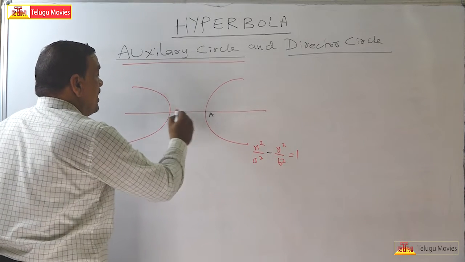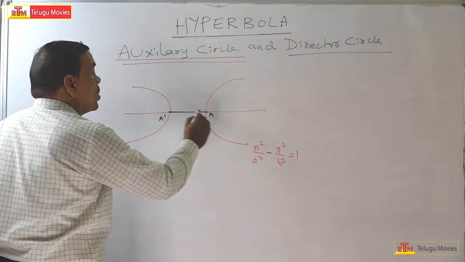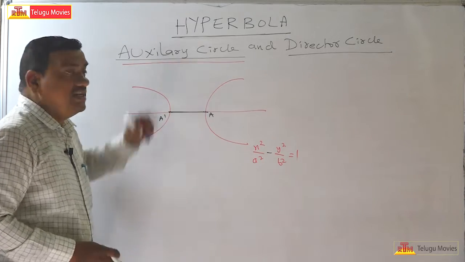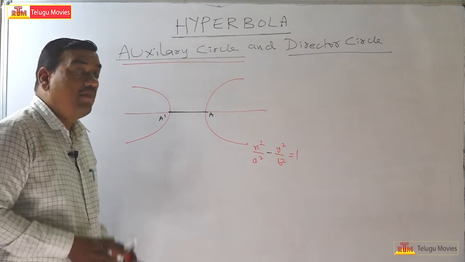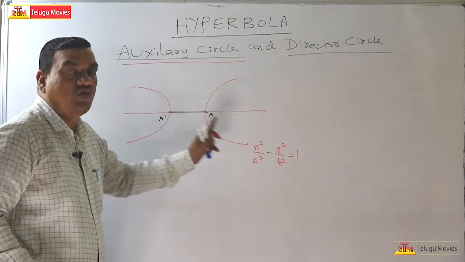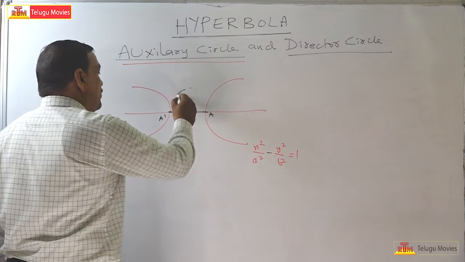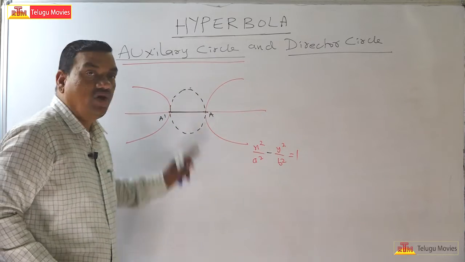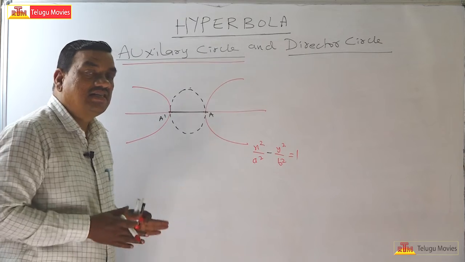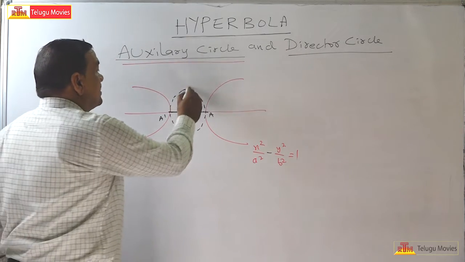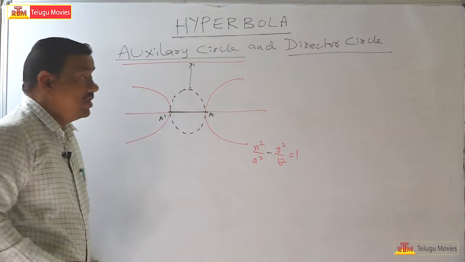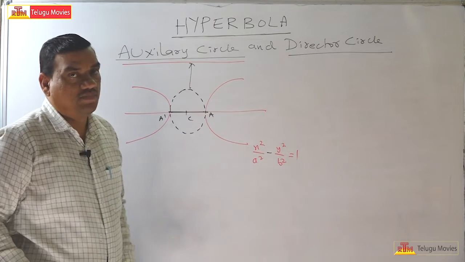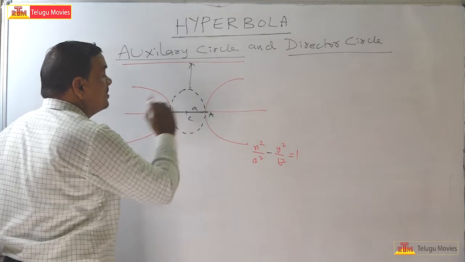Here, A and A dash is called the conjugate axis of the hyperbola. The auxiliary circle is a circle whose diameter is the conjugate axis of the hyperbola. That means if you draw a circle taking A and A dash as the diameter, then this circle is called the auxiliary circle. The center is the same for this auxiliary circle and the hyperbola. Then what is the radius of this auxiliary circle?